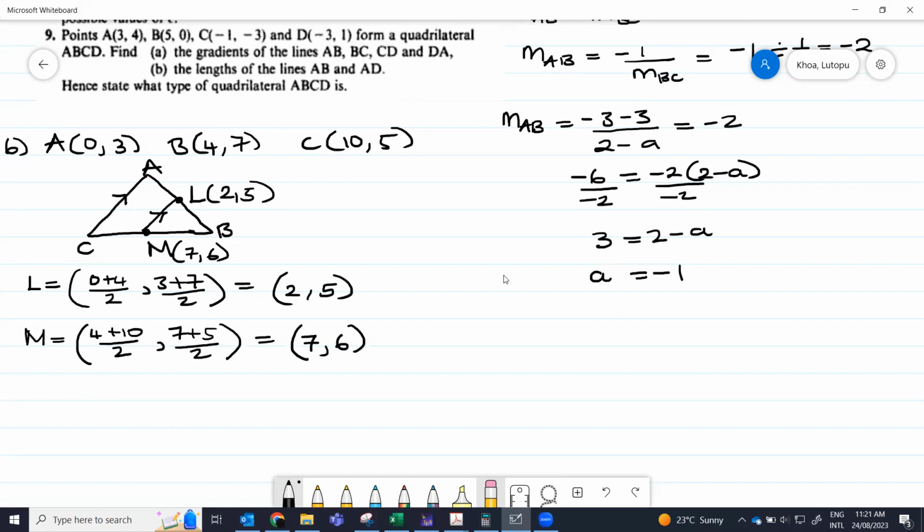All right, now what we want to show is that the gradient of AC is equal to the gradient of LM. So we look for the gradient of AC. This, as we know, is delta Y over delta X. So A and C, so we say 5 minus 3 over 10 minus 0. So this is 2 over 10, which is 1 over 5.